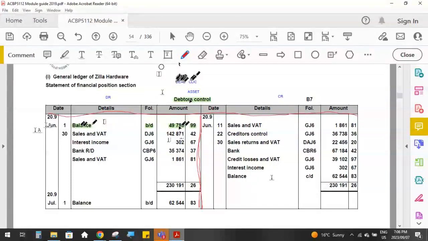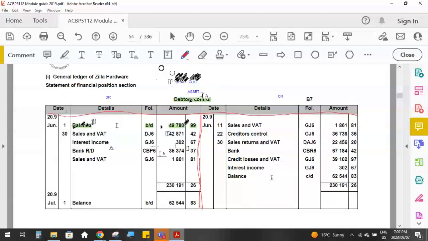Then we go to our first journal, which is the debtors journal, which is all of the credit invoices that we recorded for our customers for the month of June. So look at the total of the debtors control column. In total, we invoiced 142,871 Rand to our debtors for the month of June.